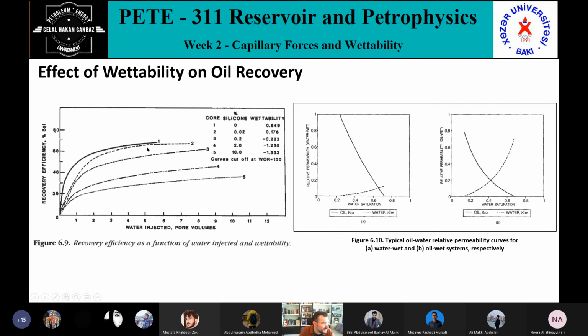The first one has the highest recovery efficiency. When it is positive, it is water wet. So the rock doesn't like oil, and if it doesn't like oil, it lets you produce your oil. So your recovery efficiency will be higher compared with the other three.